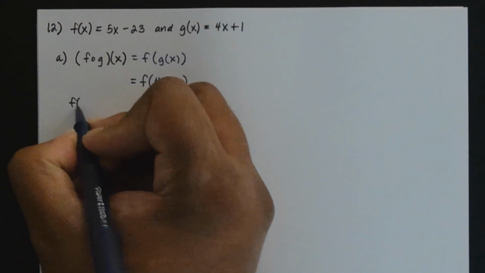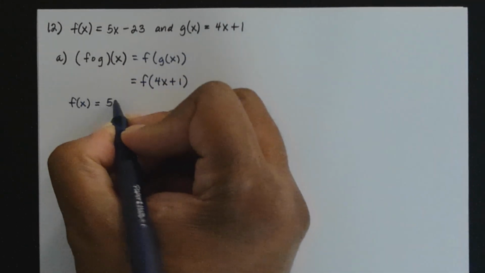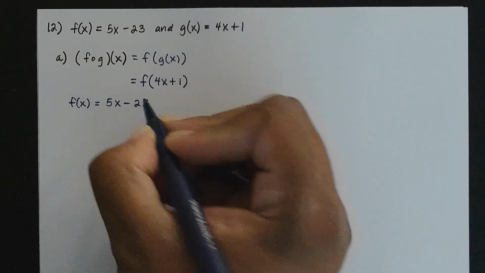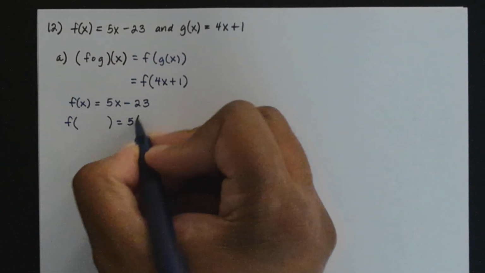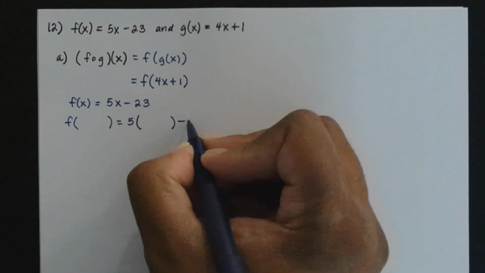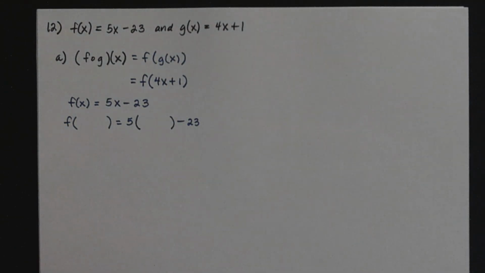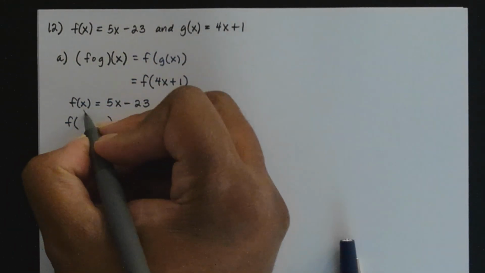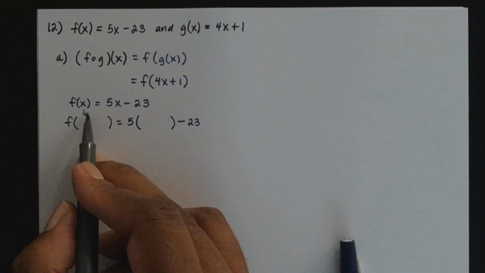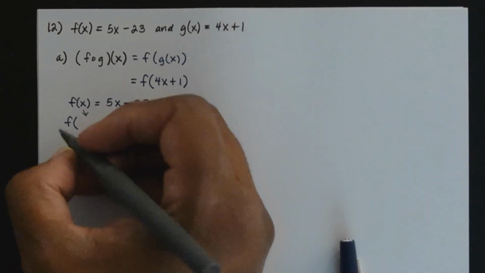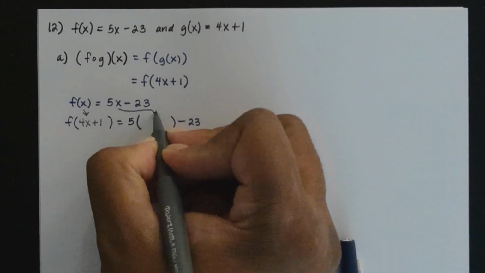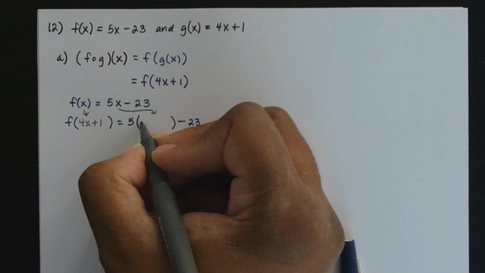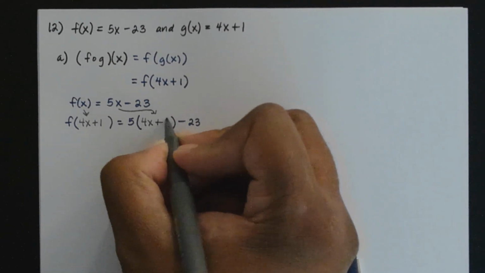Now, of course, your f of x is given as it being equal to 5x minus 23. So every x in this f of x function, we're going to replace it with what g of x is. So this x in the f of x notation will be replaced with the g of x. That's the 4x plus 1. And in 5x minus 23, the x there will be replaced with the g of x, 4x plus 1.